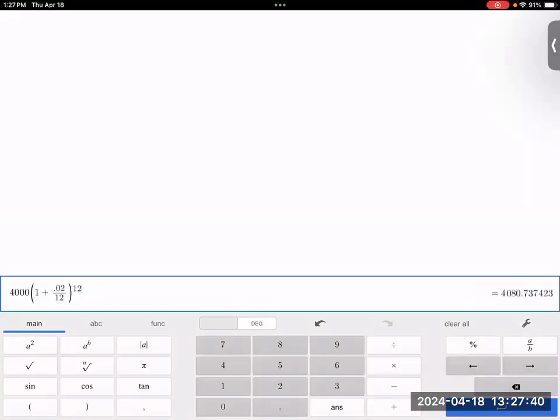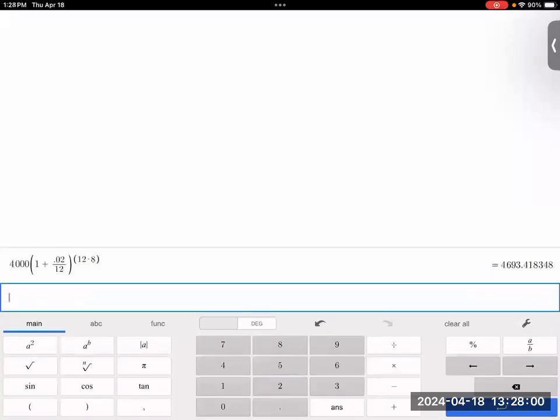Not a huge fan of Desmos. No, it keeps doing that. We're going to have to put parentheses around here. 12 times 8. And notice that the reason why I had to change it is that the whole thing was being multiplied by 8, but we need the 8 to be in the exponent.